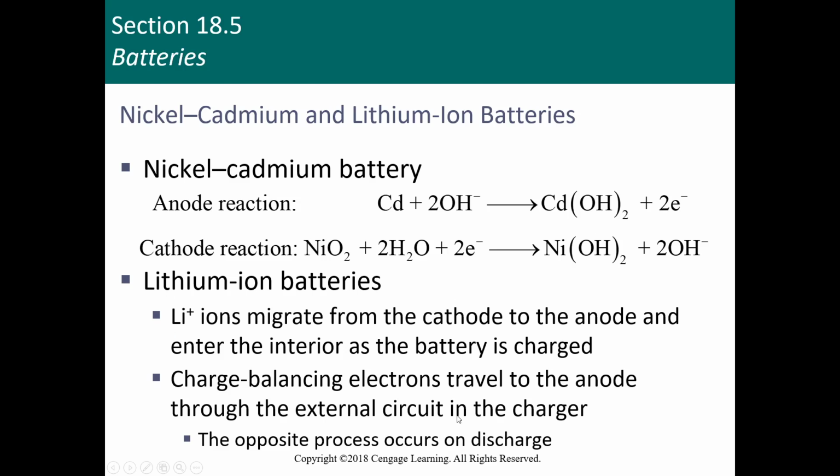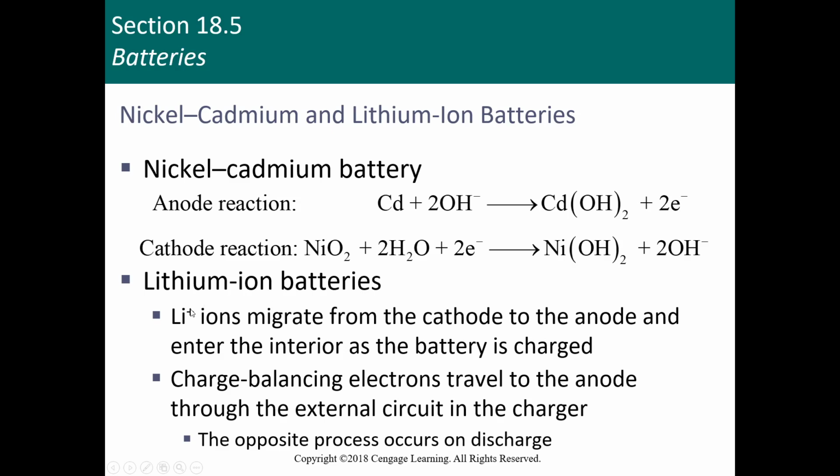And your lithium-ion batteries, of course, this is the one you guys probably are more interested in. This is really the battery tech these days. Lithium-ion batteries with various other additives in them are being used for pretty much everything now. A lithium-ion battery works pretty differently than these other batteries. The lithium ions will migrate from your cathode to your anode.